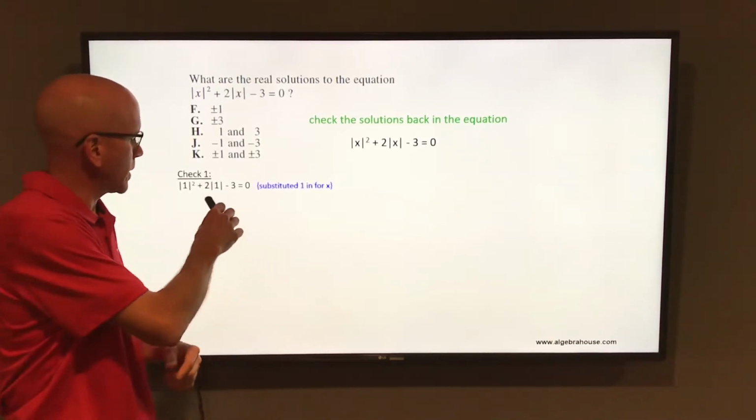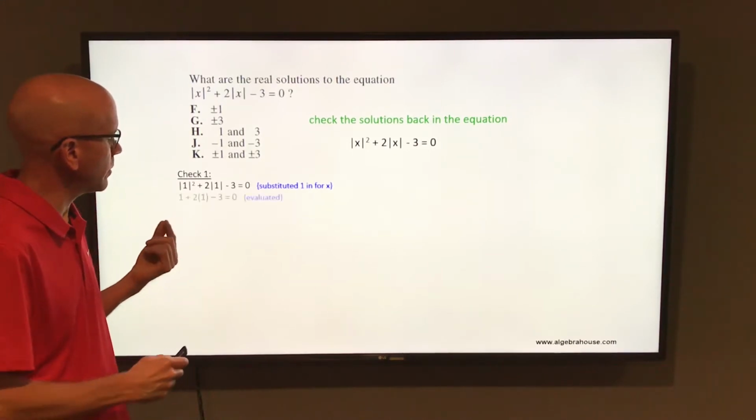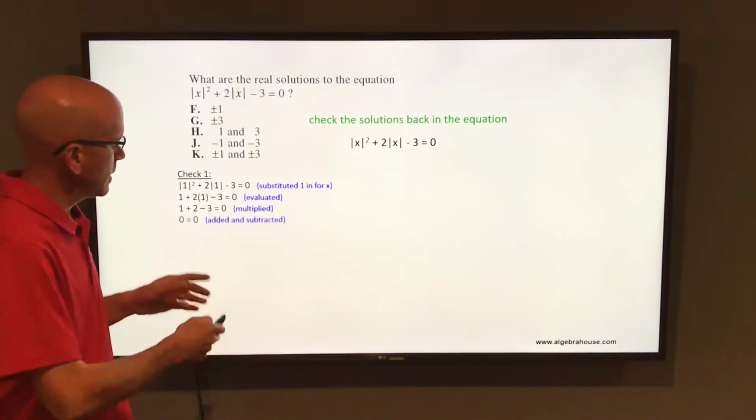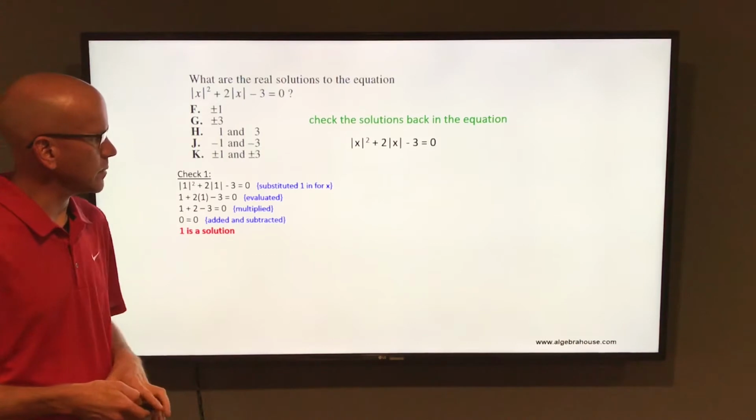So if we put 1 in for x, it'd be the absolute value of 1 squared plus 2 times the absolute value of 1 minus 3 is equal to 0. Work through that. You're going to end up with 1 plus 2 minus 3 equals 0. It's going to be 0 equals 0. That is a true statement. So 1 is a solution.